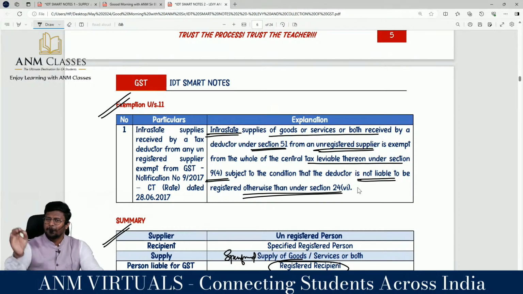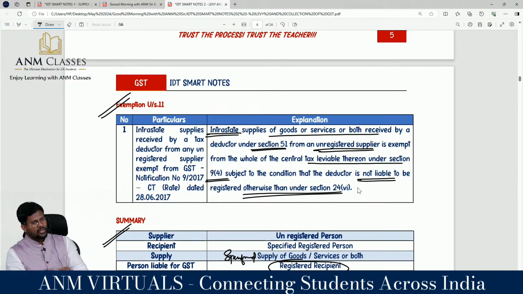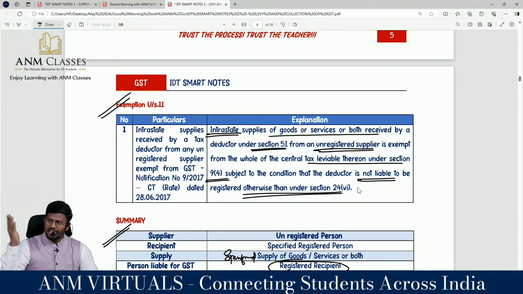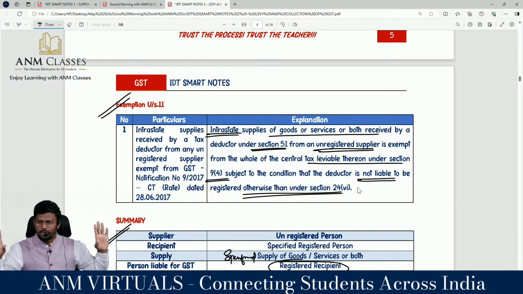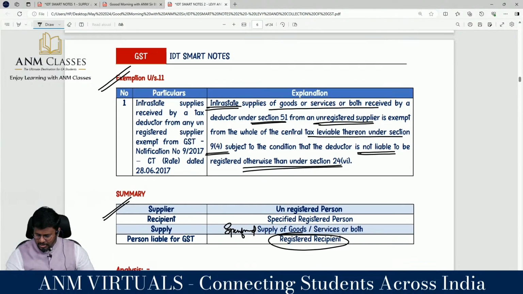But the condition is that supply should be an intra-state supply. The question arises, sir, what will happen if the supply is an interstate supply? Then it cannot be explained in section 9(4), it will be explained in section 5(4). A similar notification is there under the IGST Act. Therefore, whether it is an intra-state supply or an interstate supply received by a registered person who has taken registration only for the purpose of deducting TDS under section 51, provisions of section 9(4) will not apply. Right? Okay. Sir, that's it with regard to 9(4) also.